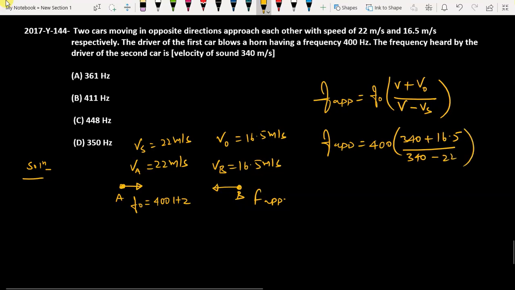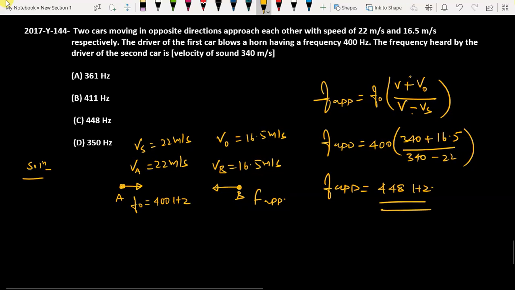Why are we taking the plus sign here and the minus sign here? See, the apparent frequency has to be more, right? So the denominator has to be less, and the numerator has to be more. You can think like this also, right? So the F apparent will be, if you solve it, 448 Hertz.